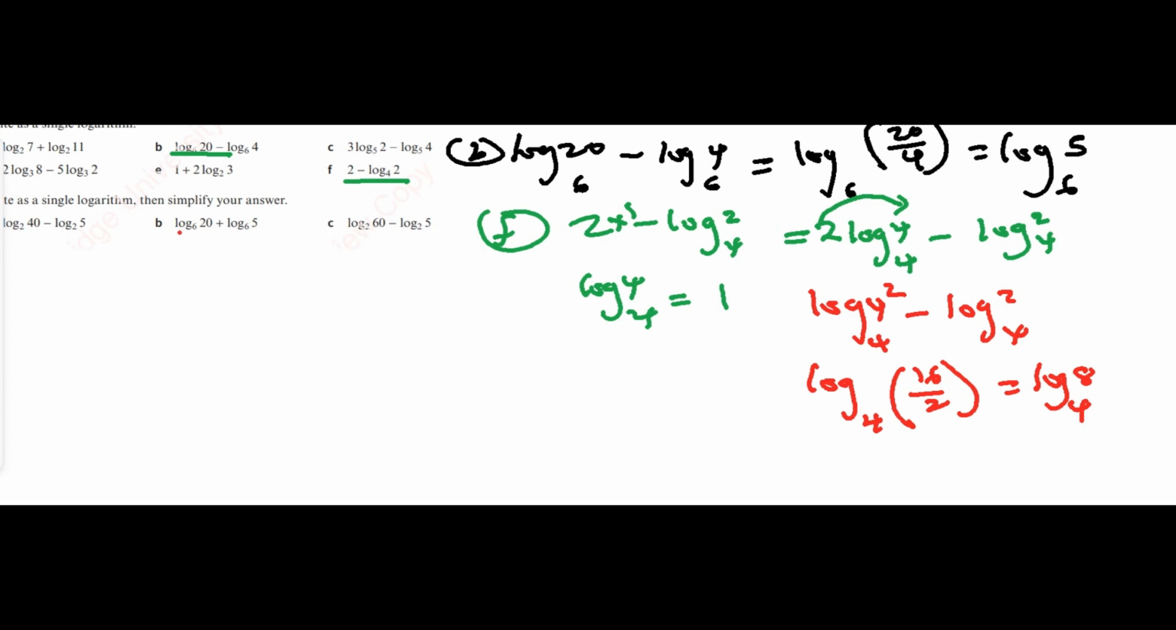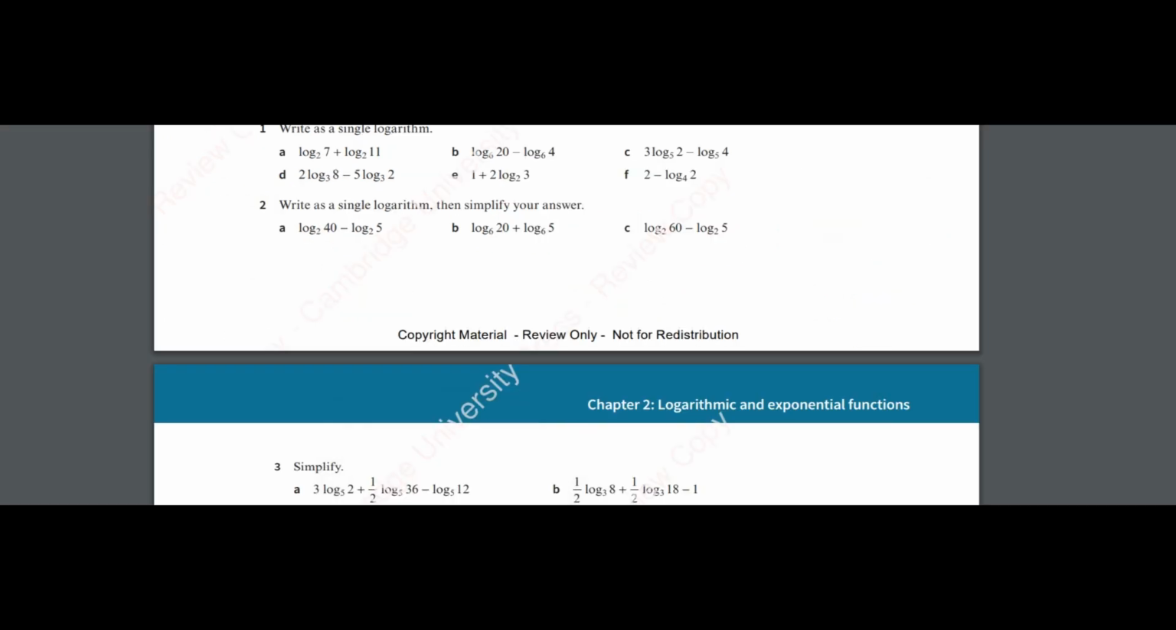Okay, let me quickly do 2B and you do the rest. Before you can do this, they must have the same base. Question 2B is of the same base 6. Is it multiplication law or division law? Thank you, multiplication. Pick the same base 6, then multiply 20 times 5, which will be log 100 base 6. Very simple.